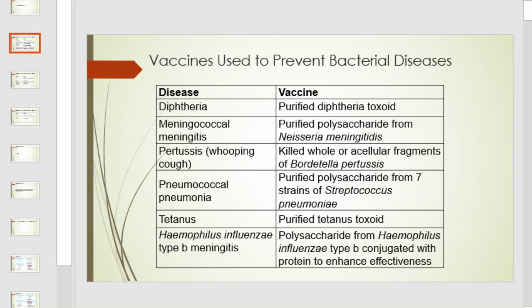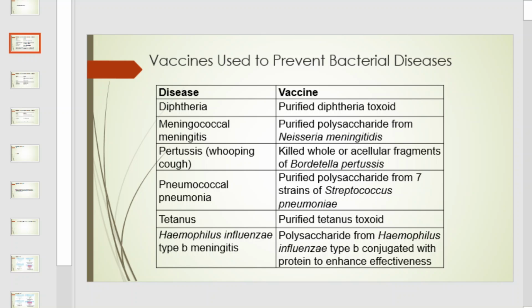Below is a list of disease-causing organisms and the vaccines that are used to prevent them. First on the list is diphtheria. The diphtheria vaccine is produced using purified diphtheria toxoid. The meningococcal meningitis vaccine is produced using purified polysaccharide from Neisseria meningitidis. The whooping cough or pertussis vaccine is produced by using killed whole or acellular fragments of Bordetella pertussis.